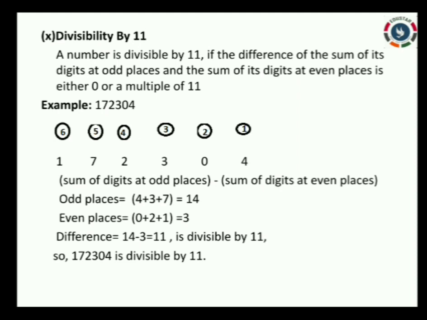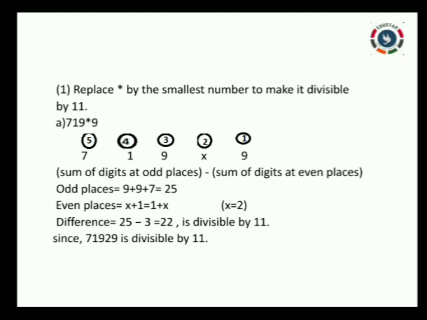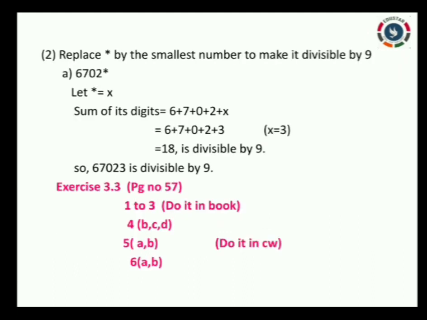After completing this, write this sum. Replace star by the smallest number to make it divisible by 11. Copy this sum. And second one, replace star by the smallest number to make it divisible by 9. Copy these 2 sums in your classwork. After completing this, take your book page number 57, exercise 3.3. From 1 to 3, you have to write in your book itself. 4, 5, 6, you have to solve in your math classwork.